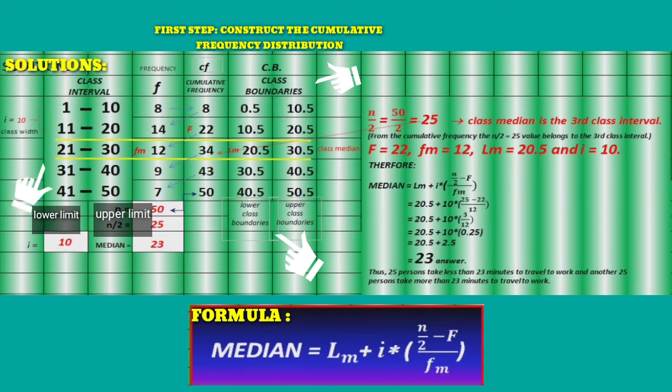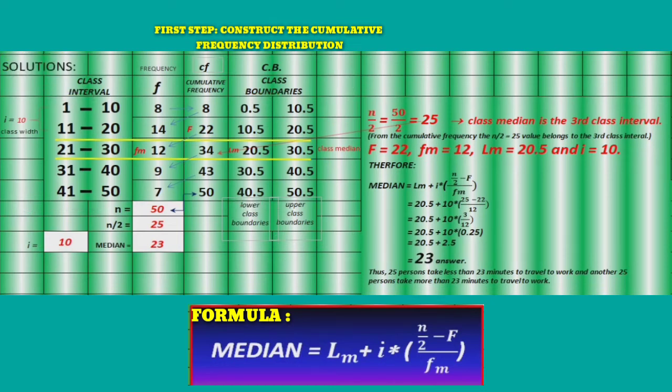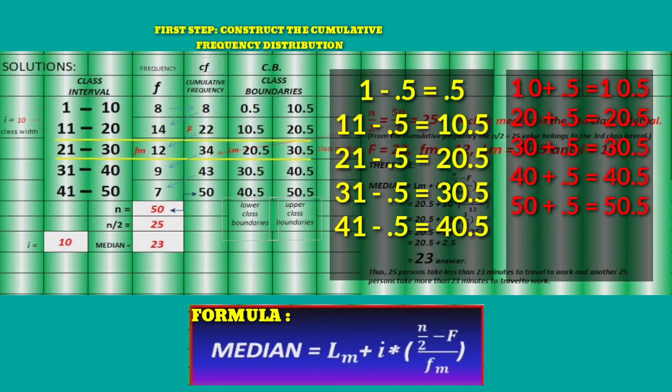The lower limits are 1, 11, 21, 31, and 41. The upper limits are 10, 20, 30, 40, and 50. Now to get the lower class boundaries, these are coming from the lower limits. That is, if you subtract 0.5 from each of the lower limits, the result will be your lower class boundaries.